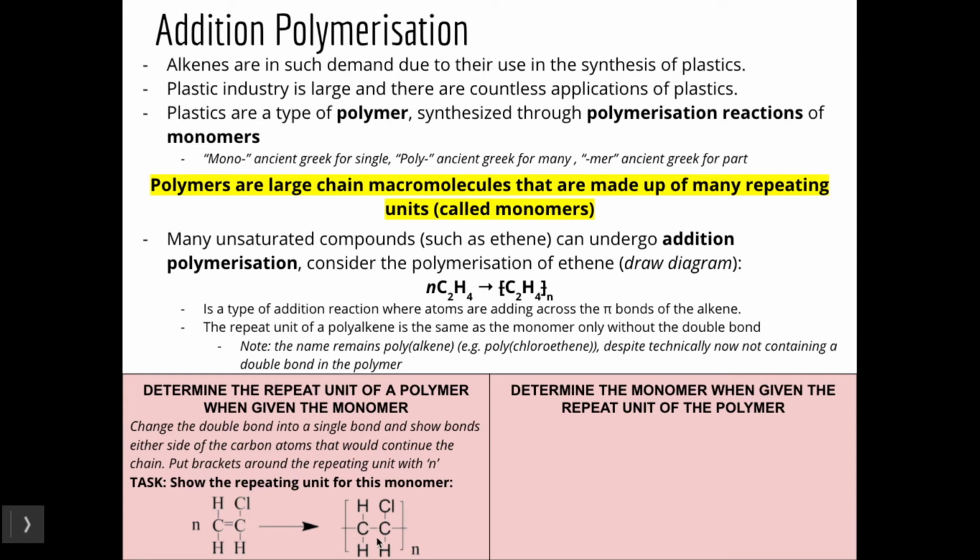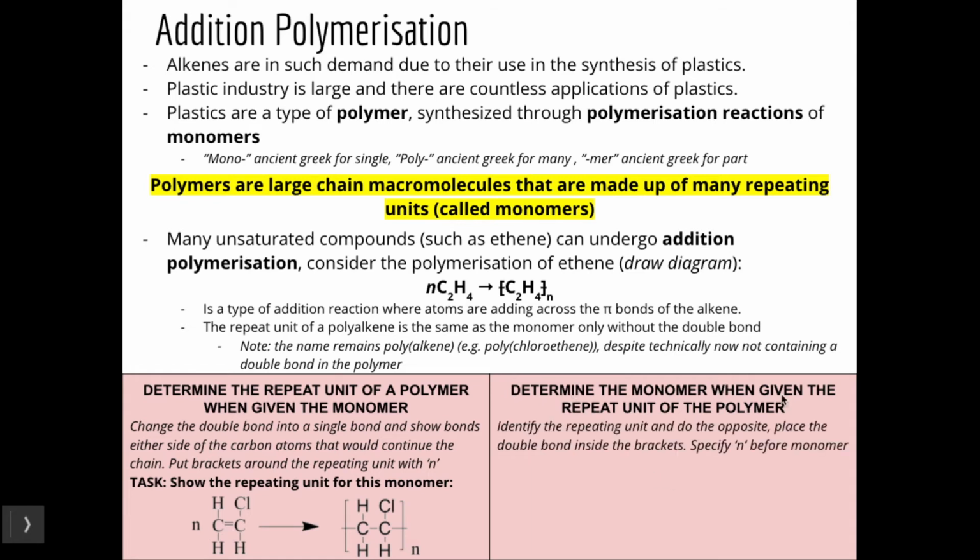We turn the double bond into a single bond, and then we turn a bond out to show that these keep bonding with subsequent units, bracket our repeating pattern, and then put an N down there to say that this repeats as many times as we had these over here.